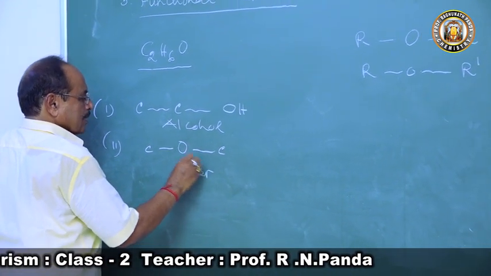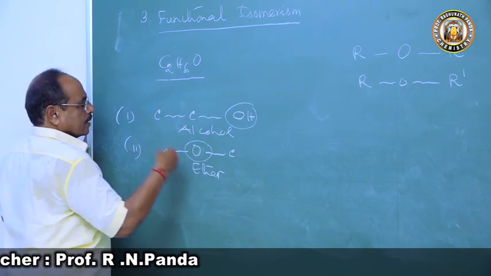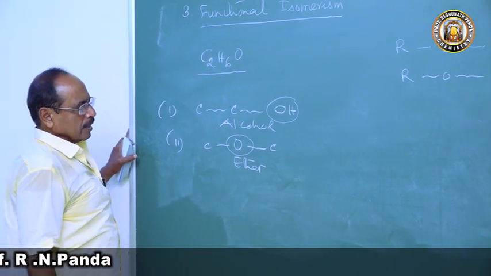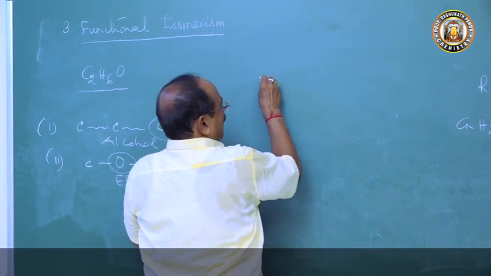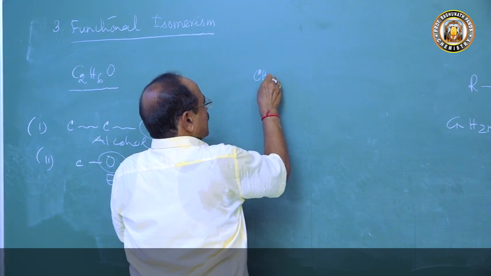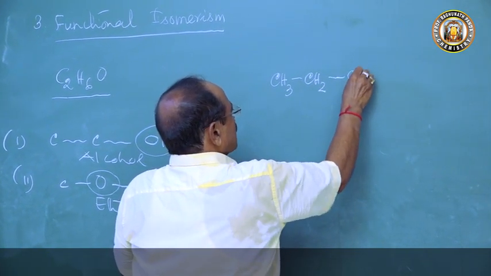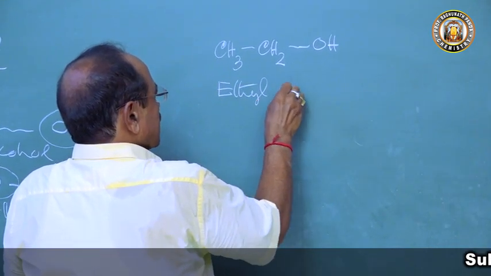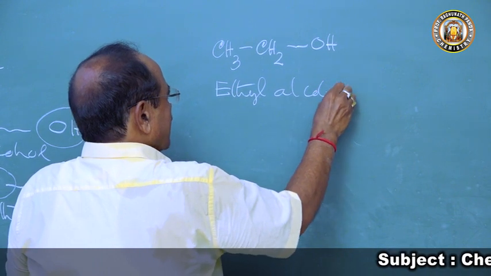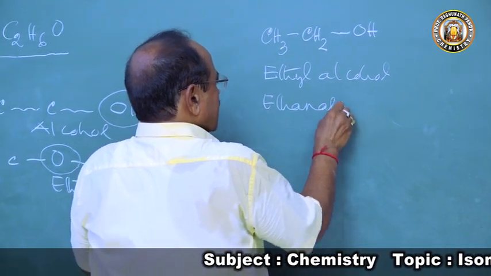So they have two different functional groups. Hence ether and alcohol exhibit functional isomerism. Now if I write the hydrogen atoms, this will be CH3CH2OH. So this is ethyl alcohol, and the IUPAC name is ethanol.